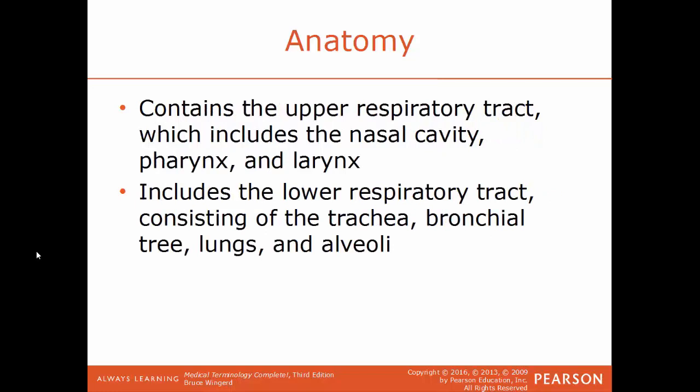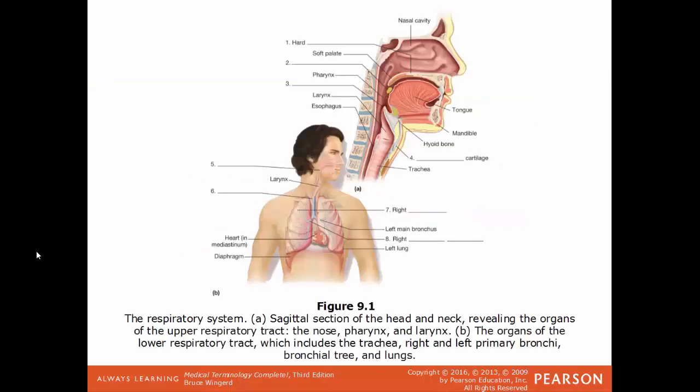Now, the respiratory system is divided into two tracts: the upper respiratory tract and the lower respiratory tract. The upper will include the nose, the nasal cavity, the pharynx, and the larynx. And the lower respiratory tract will include the trachea, the bronchial tree, the lungs, and the alveoli, the tiny air sacs in the lungs.